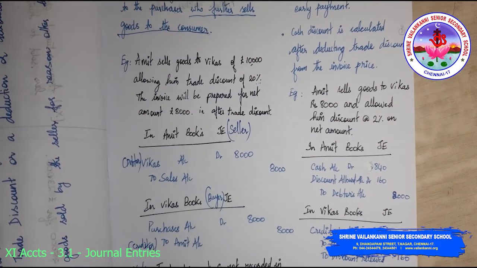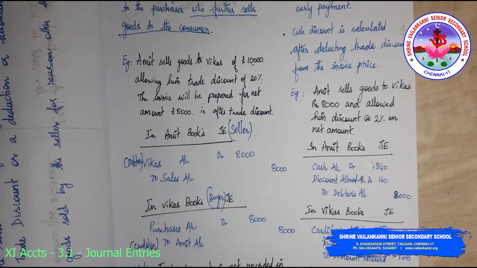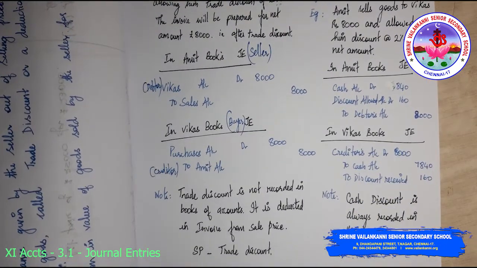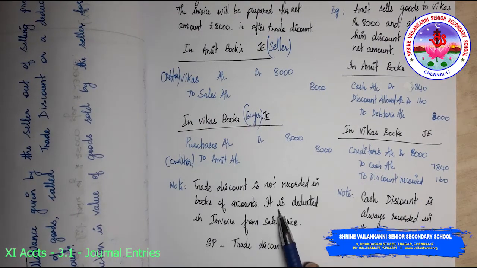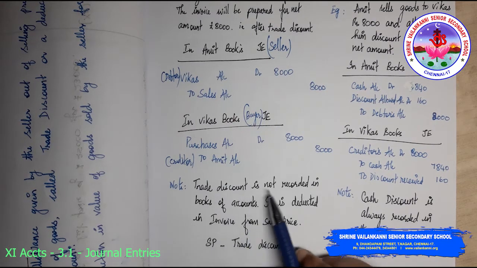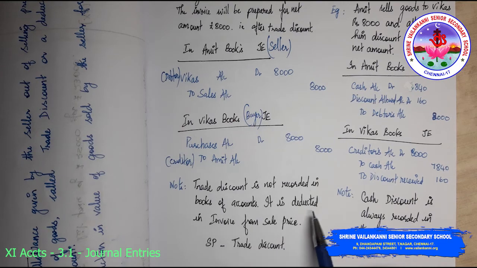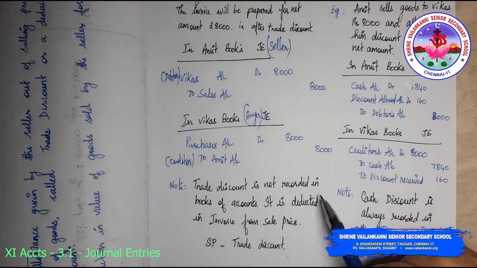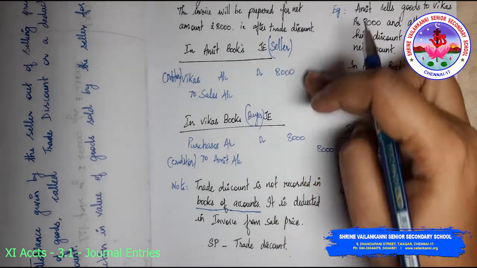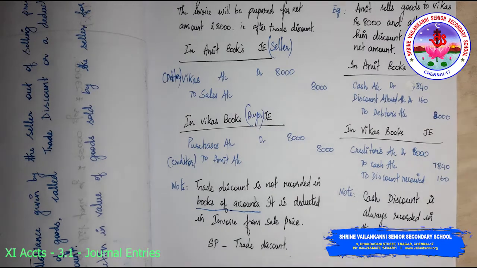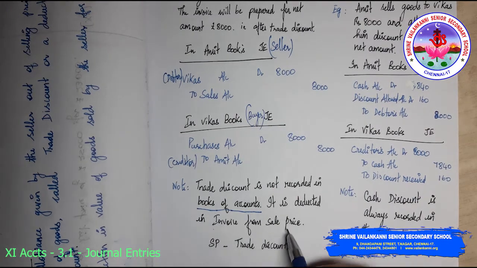Then you have one more note. Trade discount, please pay attention. Trade discount is not recorded in the books of accounts. It is deducted in the invoice from sale price. Okay, trade discount is not recorded in the books of accounts. This point is very, very important. Is it recorded anywhere? It is not at all recorded anywhere. So it is deducted in the invoice from the sales price.